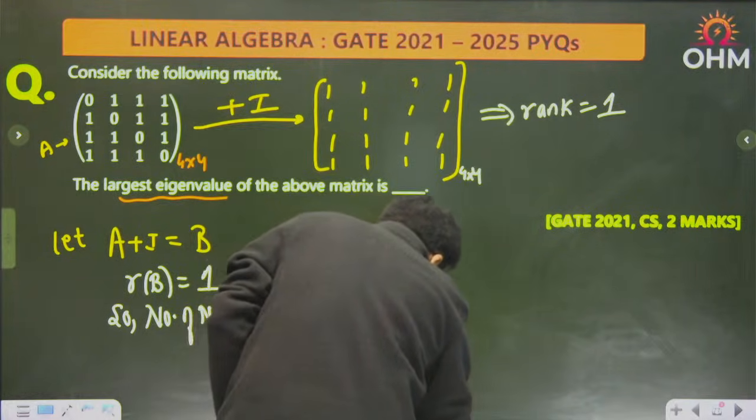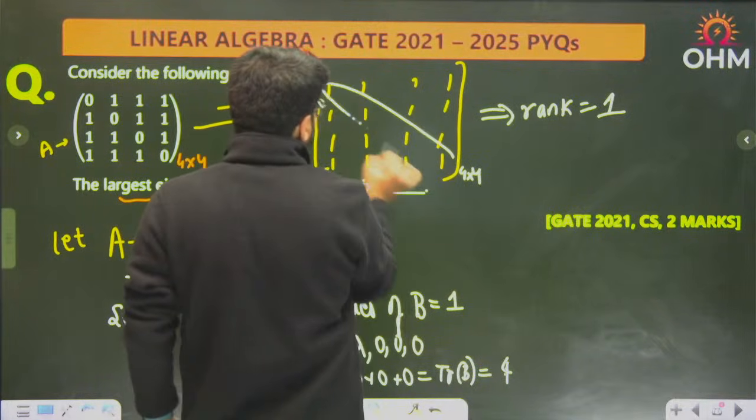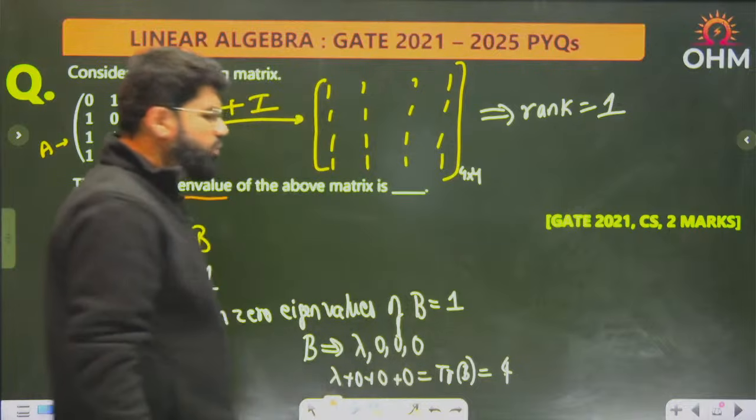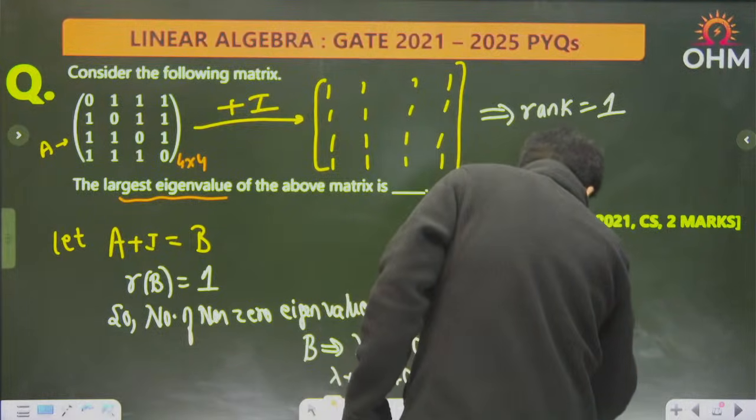The sum of the eigenvalues should be the trace of the matrix B. What is the trace of the matrix B? Sum of the diagonal elements. All diagonal elements are 1, so 1 plus 1 plus 1 plus 1 is 4. So the lambda is 4.